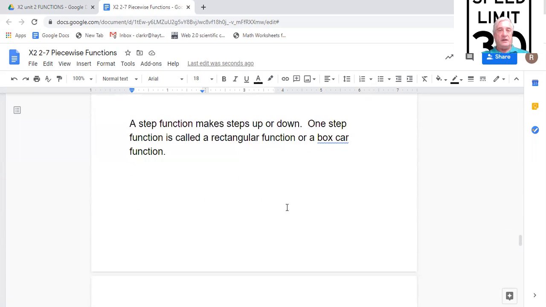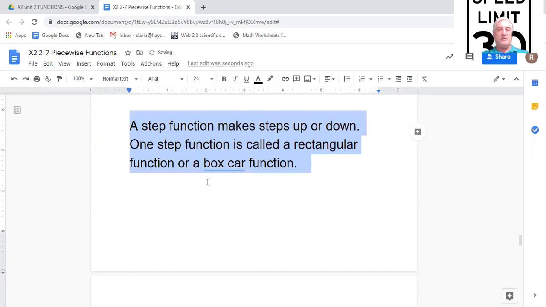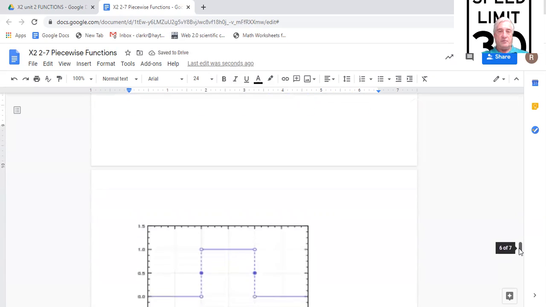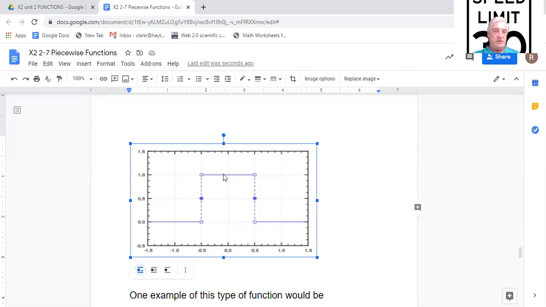A step function makes steps up or down. One step function is called a rectangular function or a boxcar function. Here's our function. Does it look like steps? We got a step here, then we step up here, then we step down here, and it's a step function.